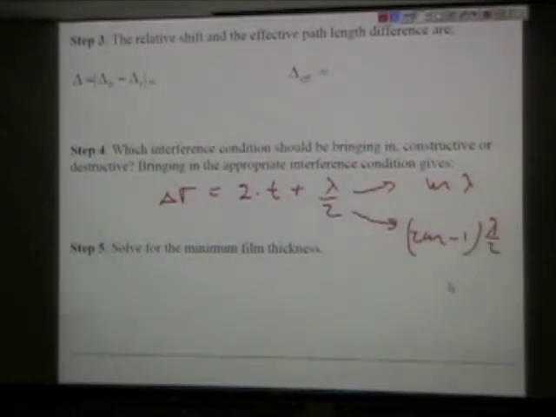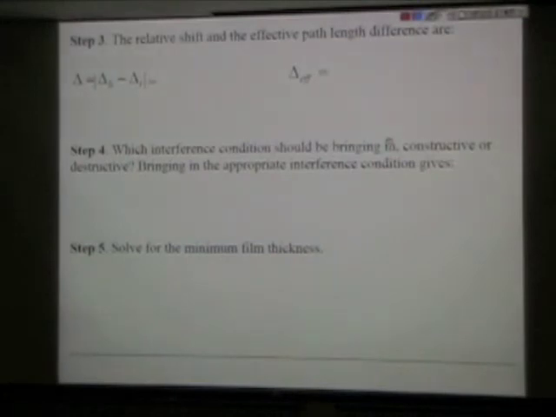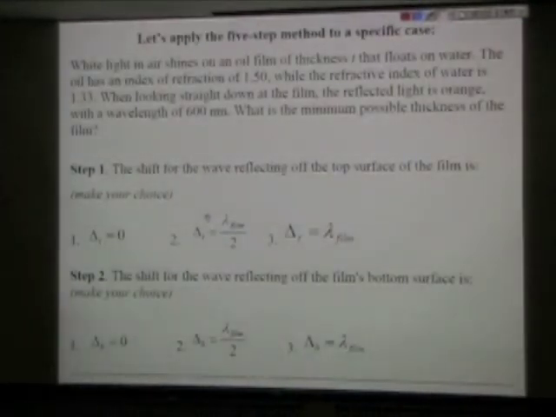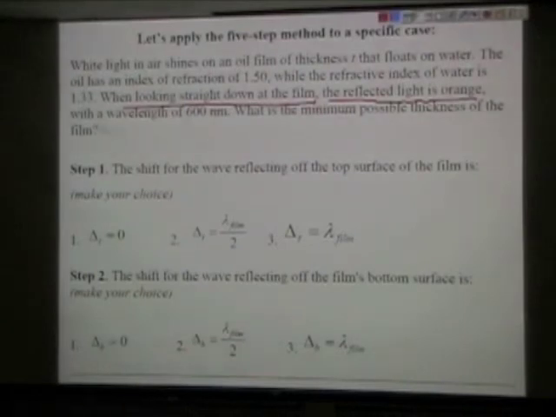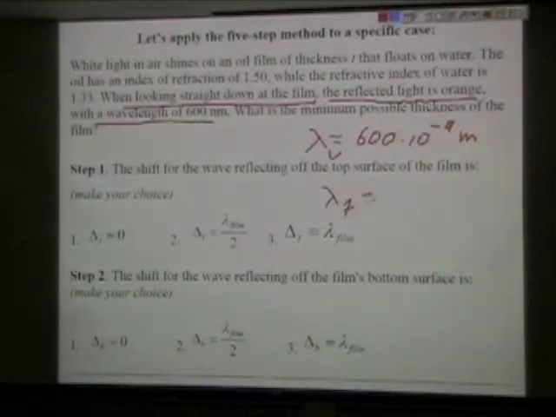It depends on the problem. We have to read the problem. What does our problem tell us? When looking straight down at the film, the reflected light is orange with a wavelength of 600 nanometers. Well, first of all, this is the wavelength in vacuum, 600 nanometers, 10 to the minus 9 meters. So the wavelength in the film is supposed to be lambda 2 equal this number divided by 1.5. That's the wavelength we have to use.